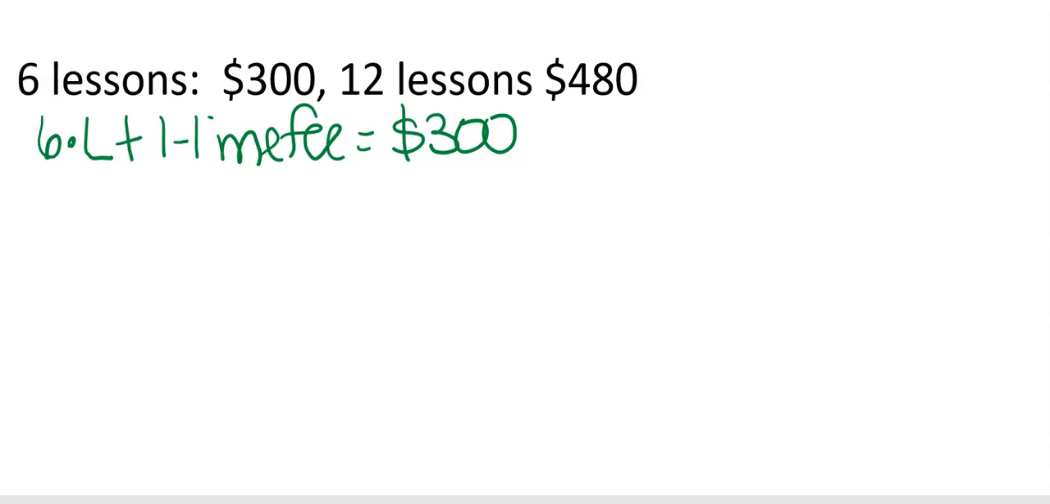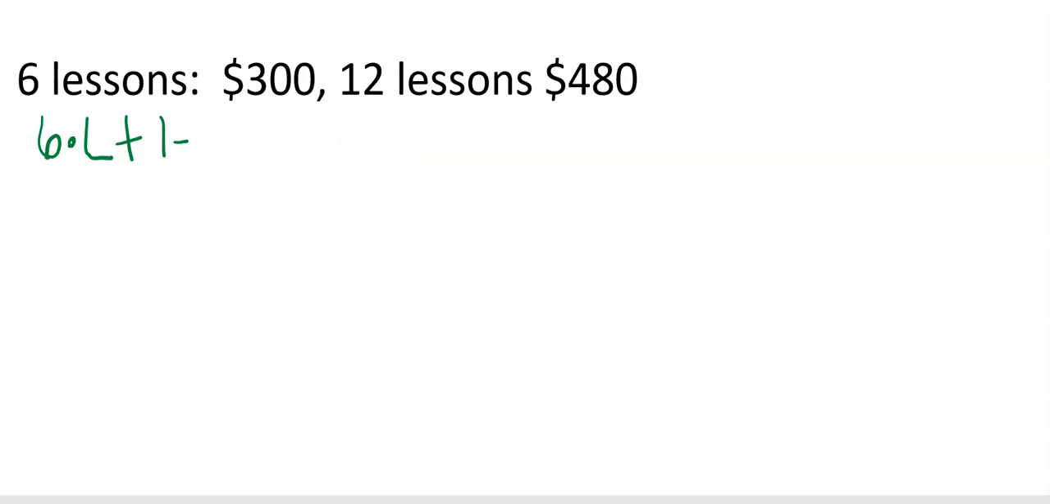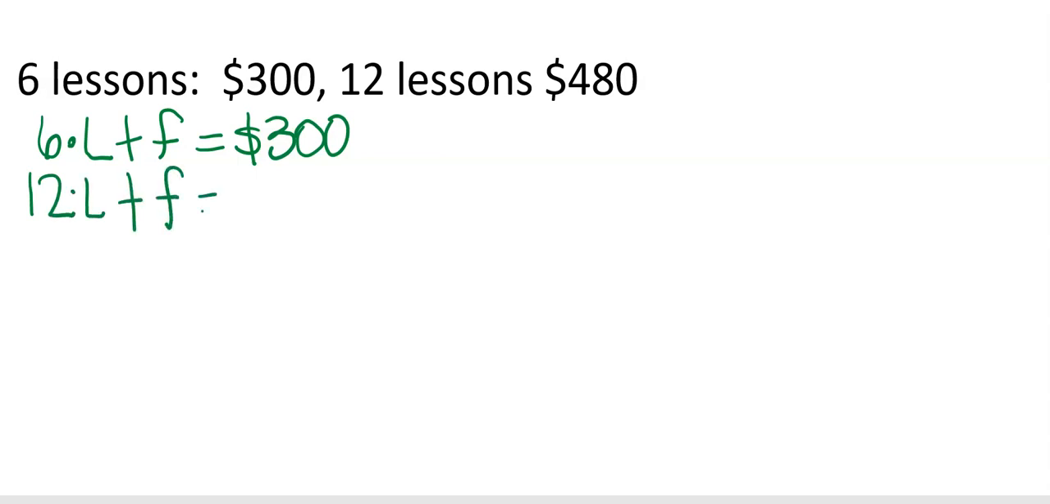So the other one would be 12 times the cost of a lesson. And let's make this a variable instead. That will make it a little simpler. So 6 times lessons plus fee, we'll go F equals 300. And then for the other one, it's going to be 12 times the price per lesson plus that fee equals 480.